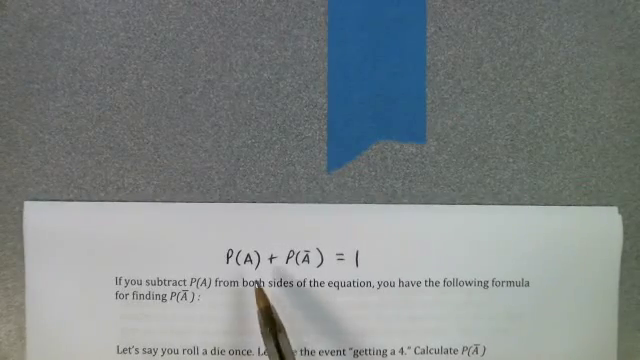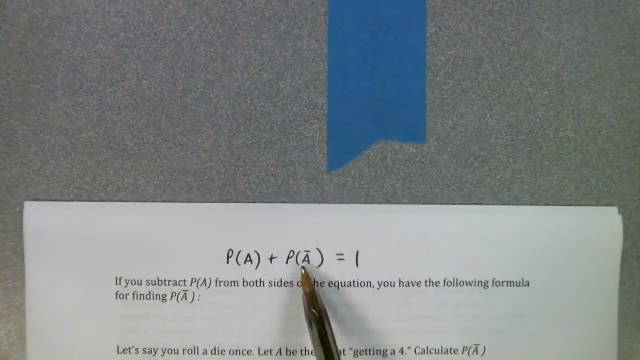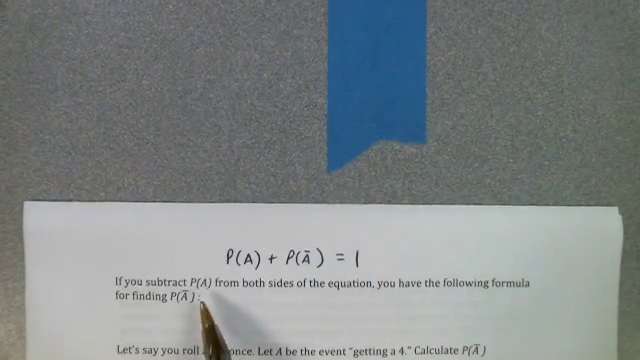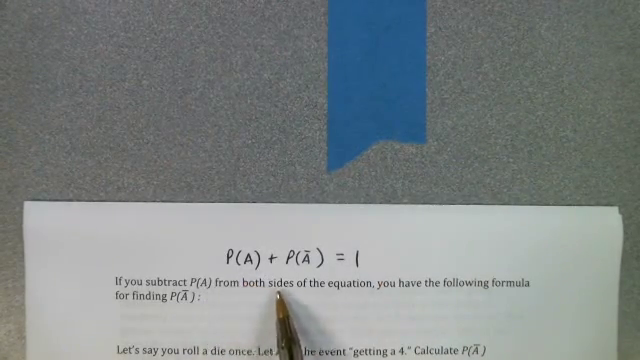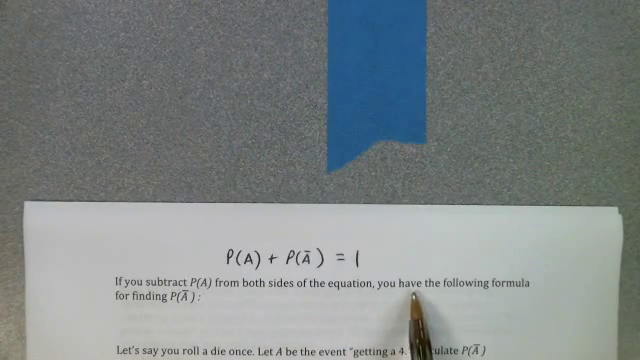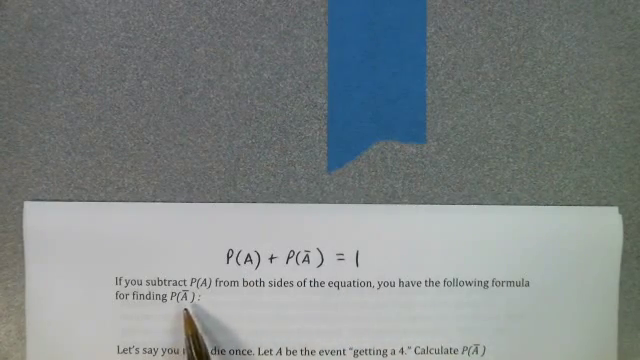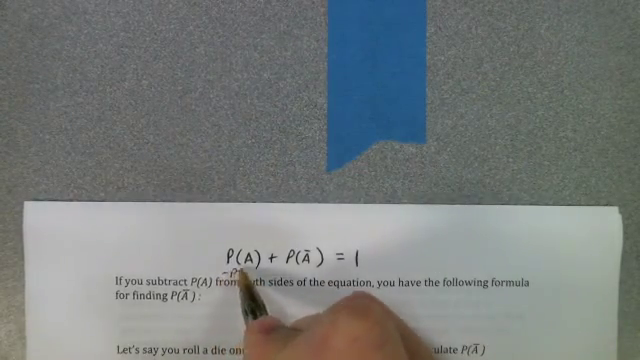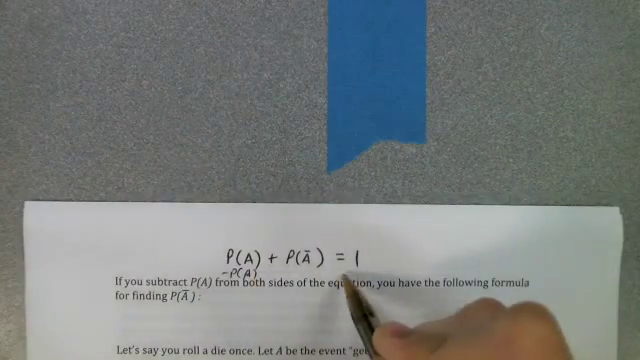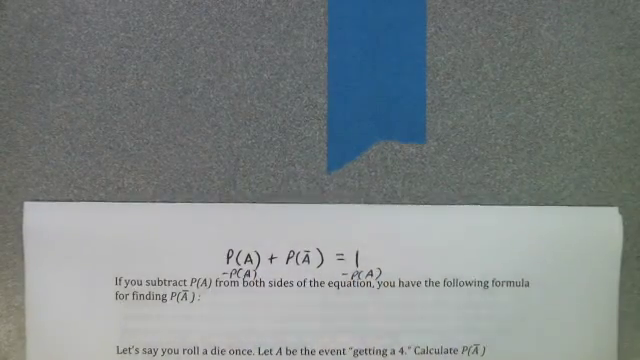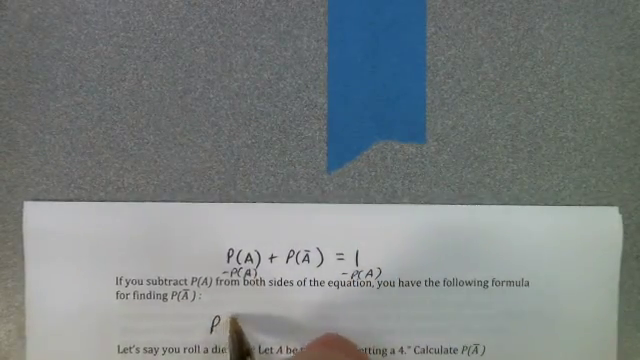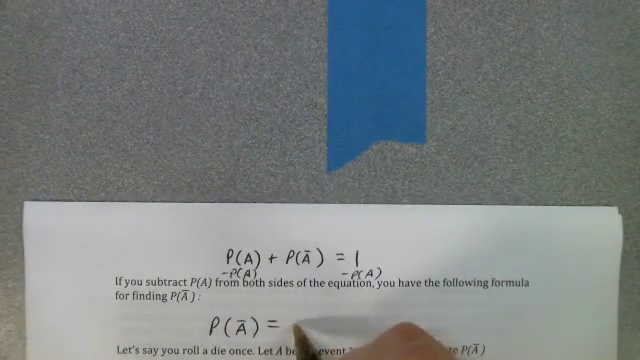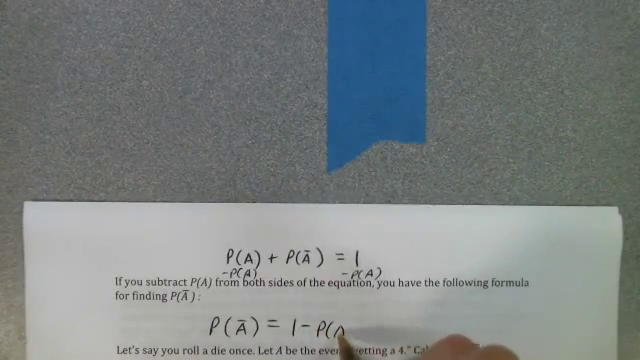Okay, so we have the probability of A plus the probability of not A equals 1. Now if you subtract probability A from both sides of the equation, you have the following formula for finding the probability of not A. So if we take this equation and subtract probability of A from both sides, you get the formula: probability of not A, or A complement, equals 1 minus the probability of A.